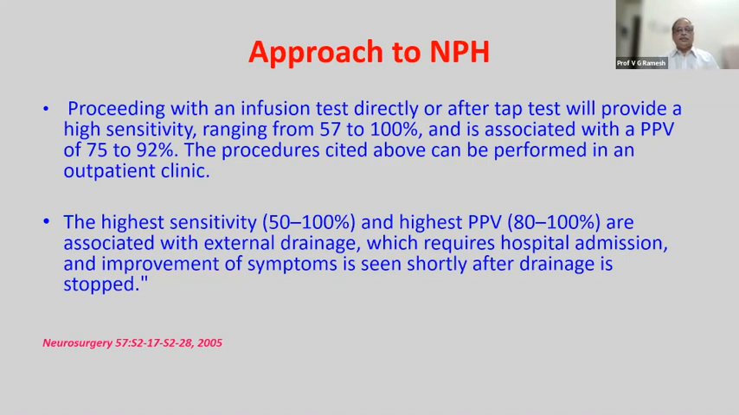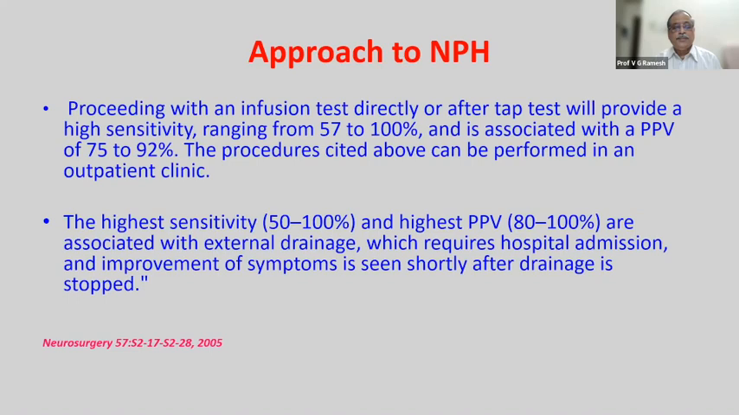So whenever you suspect normal pressure hydrocephalus, you can directly do the bolus lumbar infusion test, or you can do a tap test. Sometimes in the tap test, opening pressure may not be very high, and symptom improvement also may be equivocal. So in those cases, we again do the infusion test. This yields a very high sensitivity, with accuracy ranging from 57 to 100, and is associated with a specificity of 75 to 92%. And it can be done as an outpatient clinic procedure.